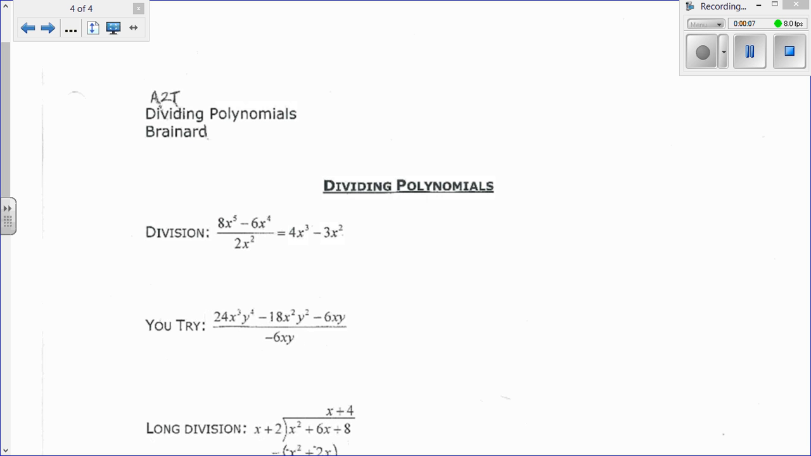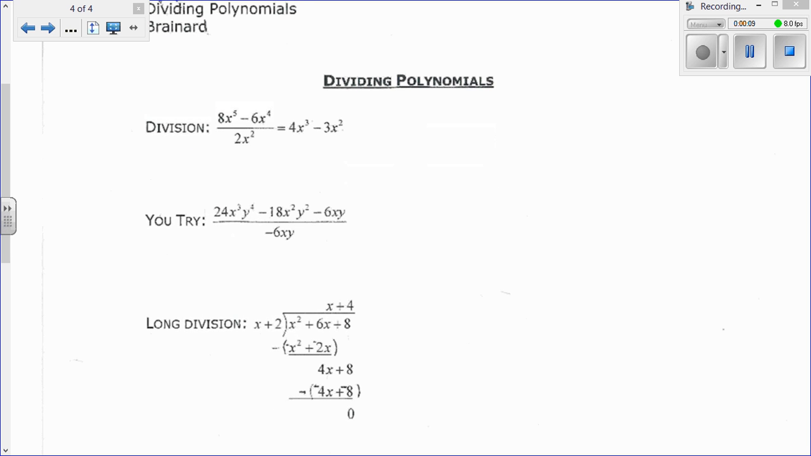Today we're going to be dividing polynomials. If you have a polynomial divided by a monomial, which is just one term, all you need to do is divide each term by the denominator. So 8 divided by 2 is 4, x to the fifth divided by x to the second is x to the third, and then I divide negative 6x to the fourth by 2x squared, and I will get negative 3x squared.